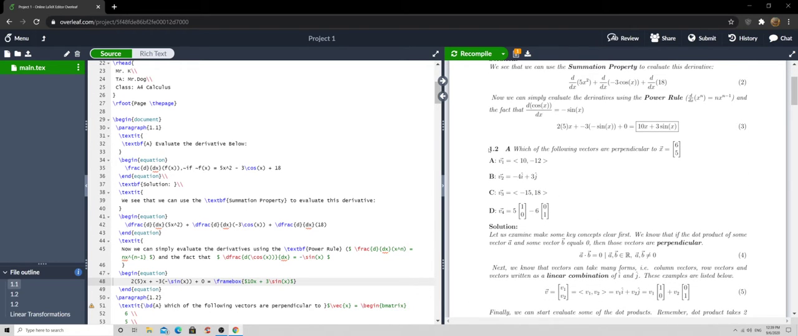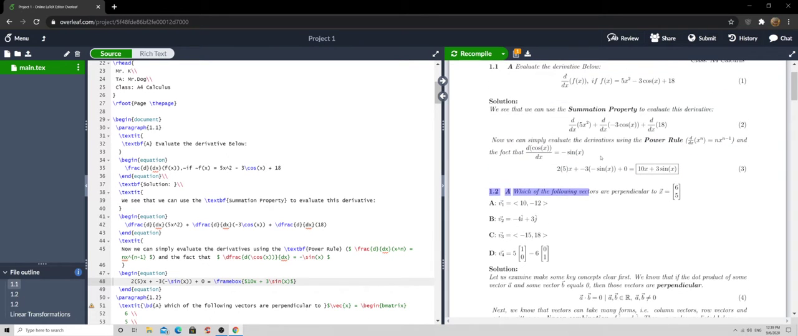And this was just a multiple choice question, which asked, which of the following vectors are perpendicular to this vector x? I did go over this in one of my other videos about angles between vectors. So that was pretty interesting. The key idea is that if you take the dot product of two vectors and that equals 0, then those two vectors are perpendicular to each other, and in some cases they're orthogonal.